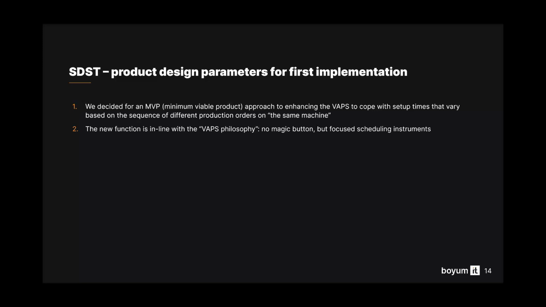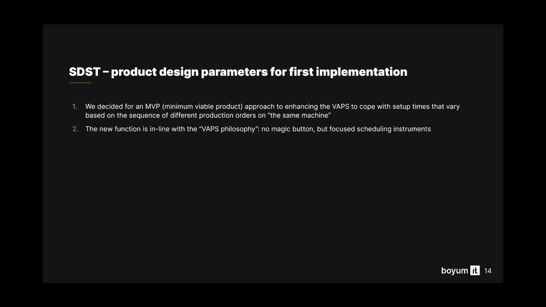This is the VAPS philosophy. We don't have a magic button. There is no button that optimizes a schedule, and nobody, with the exception of the mastermind that developed the algorithm, understands what is going to happen. This is not how the VAPS works, and our experience is this is also not how scheduling in an SMB environment should work. So we continue to base the VAPS on simple principles, and we have focused scheduling instruments.